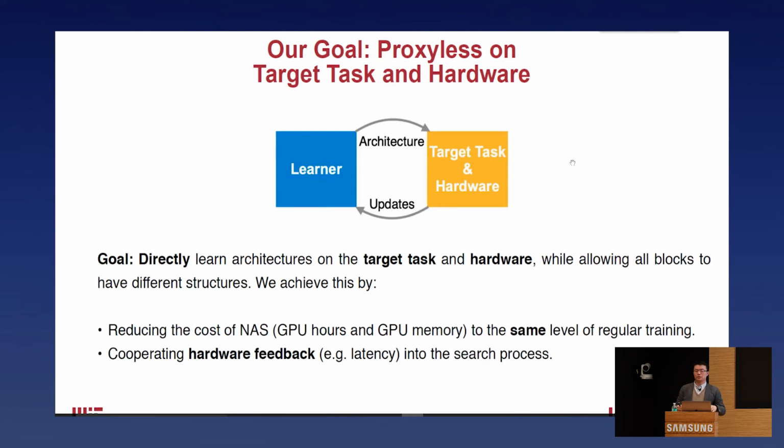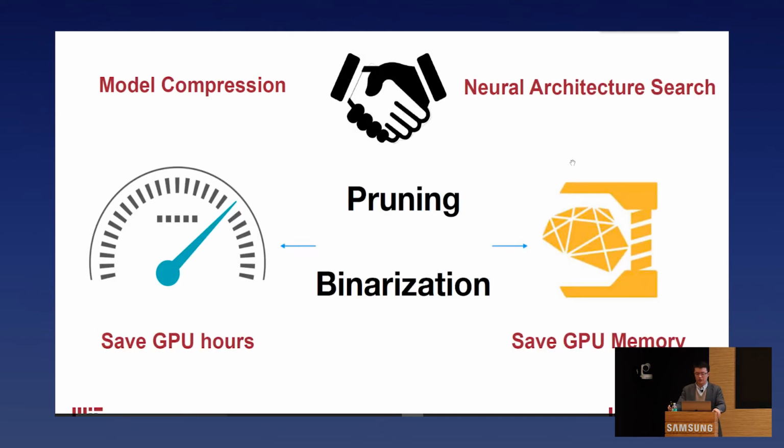So our goal is to enable proxyless neural architecture search for your target task and target hardware, so we can specialize the model for the hardware. We want to reduce the GPU hours and GPU memory to the same level as normal training, and also incorporate the hardware feedback into the search. The method we adopted combines my previous work on model compression with neural architecture search, where we can use path-level pruning to reduce the GPU hours and path-level binarization to save the GPU memory.